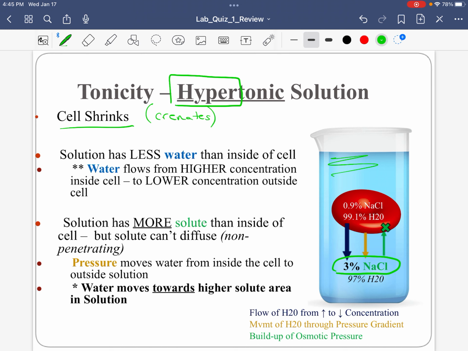For lab, you don't need to worry about where there's more solute, where there's not. You might for lecture, but I'm only talking about for lab. What are the things you need to know for lab? Be able to define tonicity, how a cell may change shape.